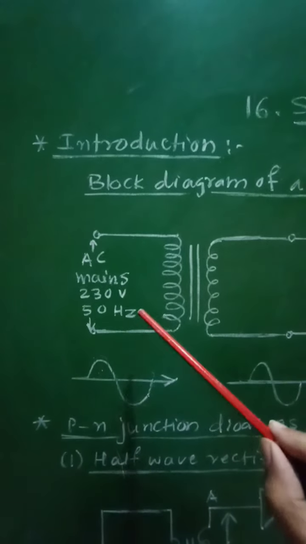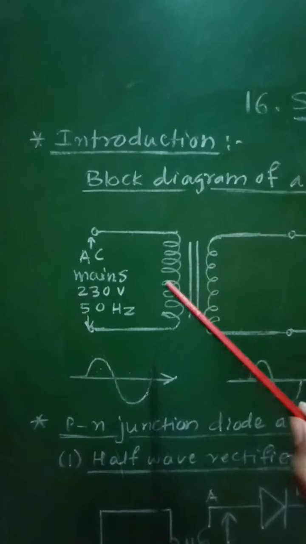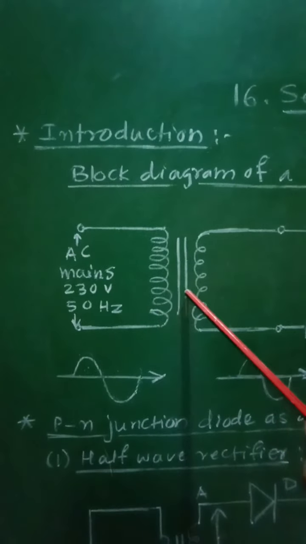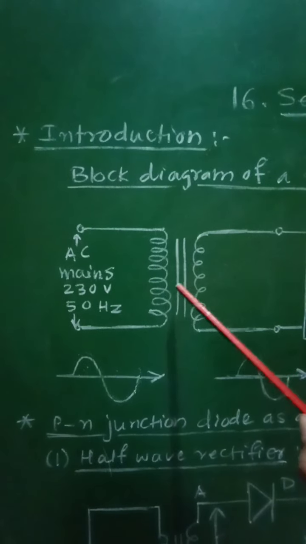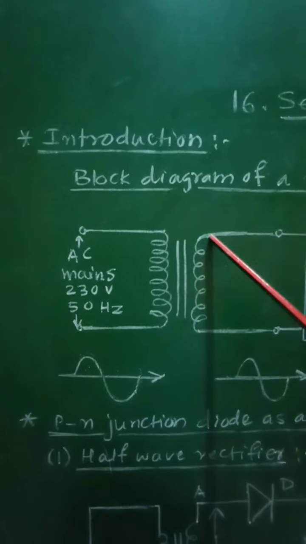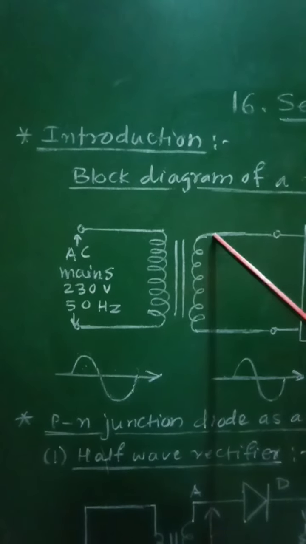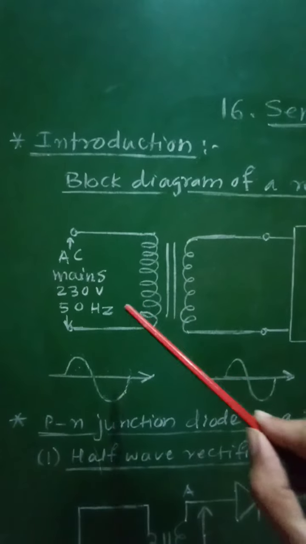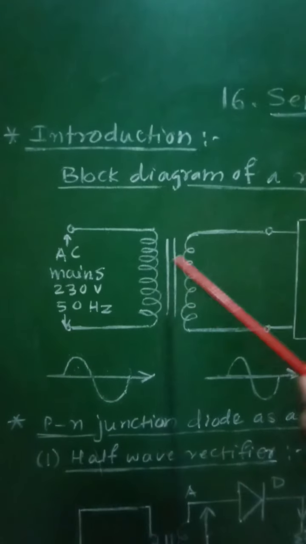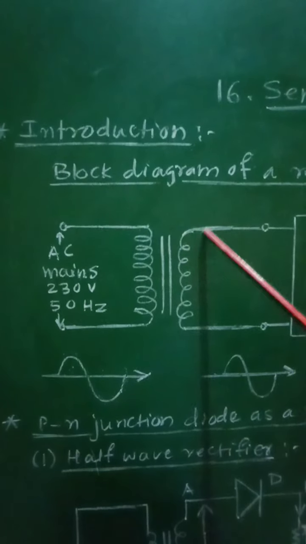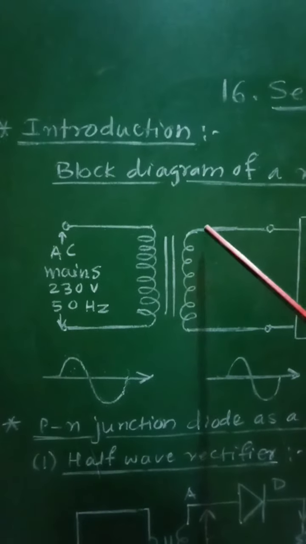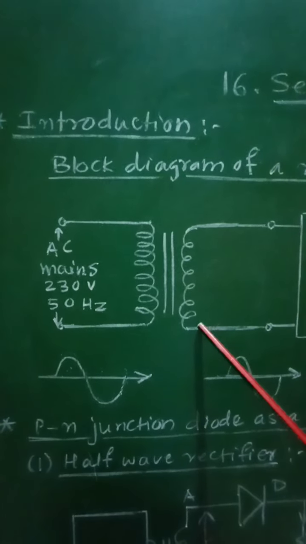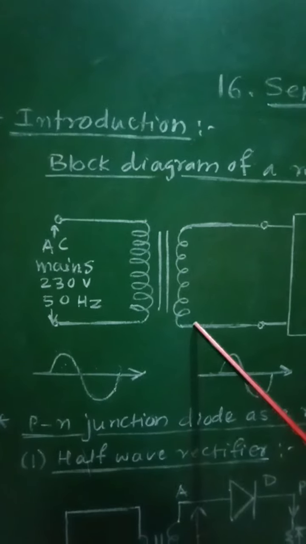So when the positive half cycle is supplied to the primary, at that time this potential will be supplied to the secondary such that the upper terminal of the secondary will be at higher potential as compared with the lower terminal. So during the positive half cycle, the upper terminal of the secondary will be positive, that is higher potential, while the lower terminal will be negative, that is lower potential.